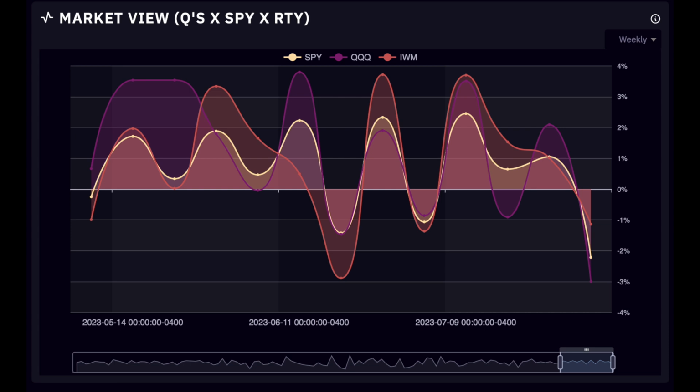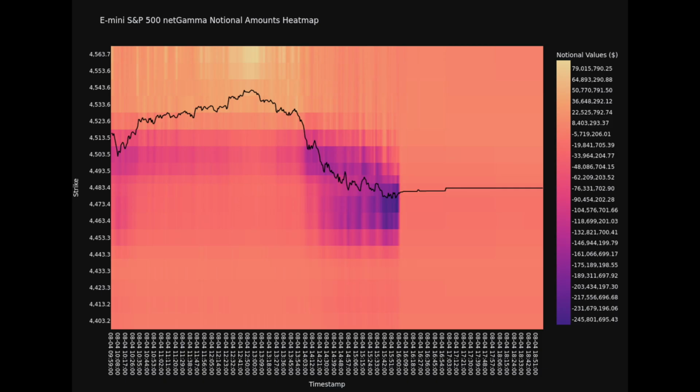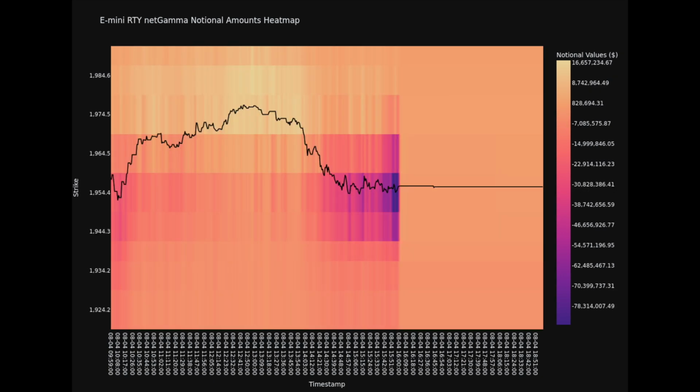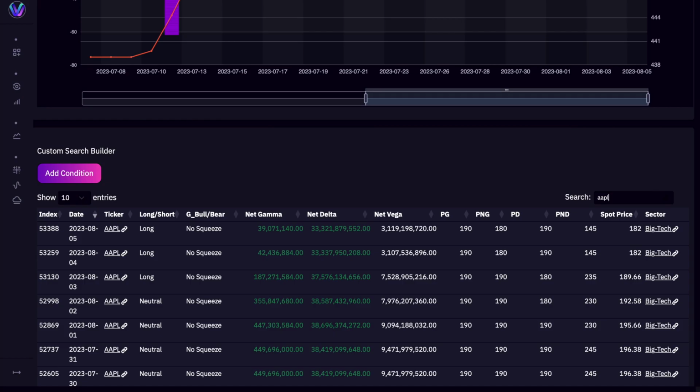Next, let's review our heat maps from Friday's close. Remember to pause the video to review the action on the heat maps. Here are the heat maps for ES, NQ, and RTY. Now let's get into our ideas for the week ahead.